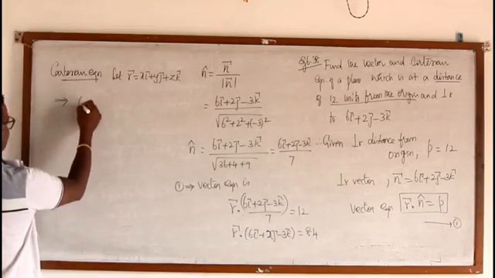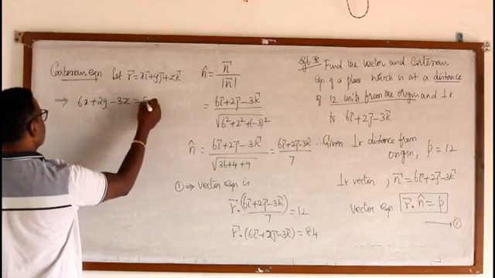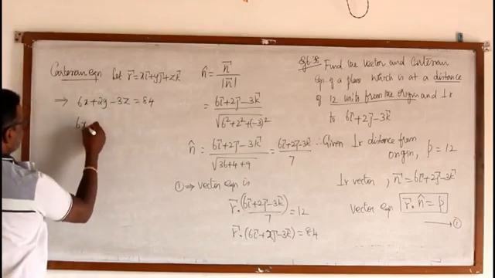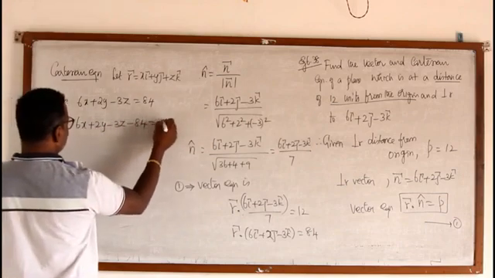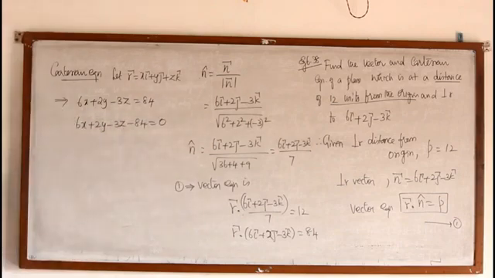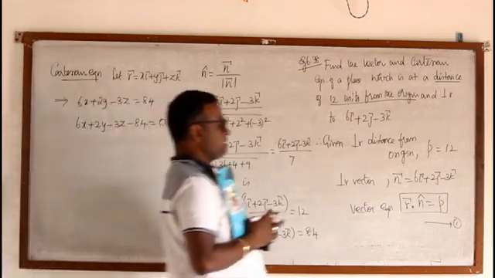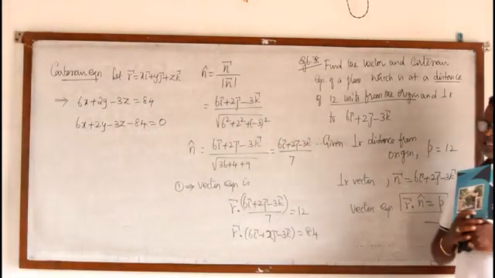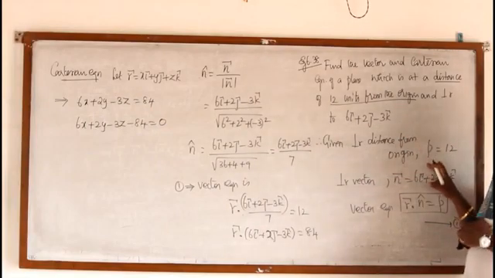So straightly it is 6x plus 2y minus 3z equal to 84, or 6x plus 2y minus 3z minus 84 equal to 0. This is the vector Cartesian equation. So this is how we can find the equation of a plane, if a perpendicular distance and a perpendicular vector is given.